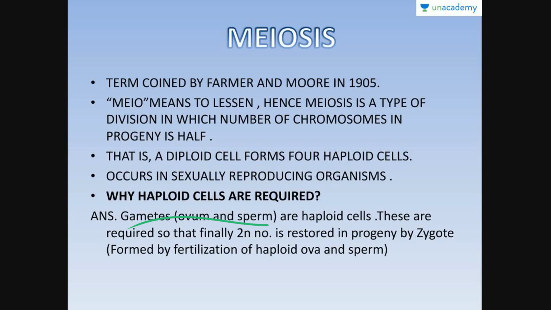That is why the sperm and ova are going to be haploid, that is n each, and then we are going to restore the number of chromosomes in the zygote to 2n, and that is the stable or standard representation for the number of chromosomes. So that is why we require haploid cells, so that in the progeny the number is restored to 2n by the zygote.